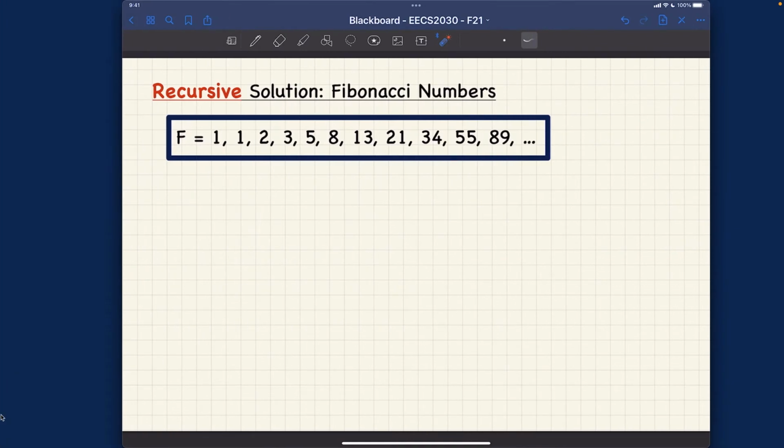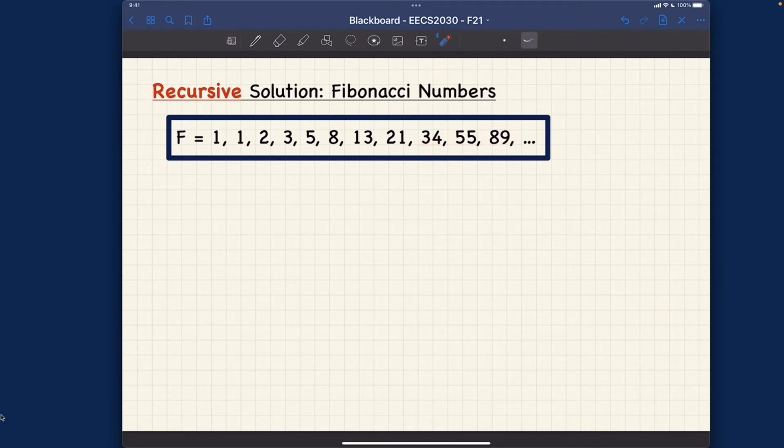Okay, so this is part of the Fibonacci sequence. I just name it F here for Fibonacci. You can see the first element is 1, and the second number is 1, so these are always fixed. Starting from the third number, you can see 2 is equal to 1 plus 1, and 3 is equal to 1 plus 2. And 5 is equal to 2 plus 3, and so on. And one more: 89 is equal to 34 plus 55.